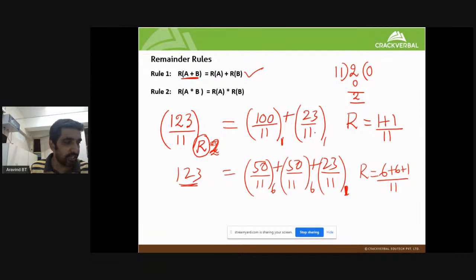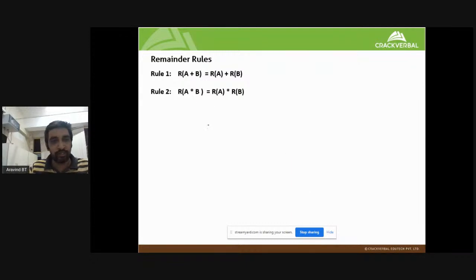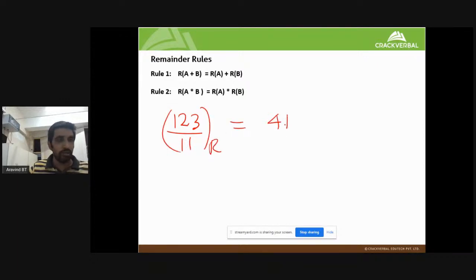What does the second part say? The second part just tells you that if you have a large number, you can break it up as a product. So instead of a sum, I will probably use a product. So how do I break up 123 as a product? I can probably look at 41 into 3. What do I do now? I follow the same process. What is the process? I divide 41 by 11 and I divide 3 by 11.